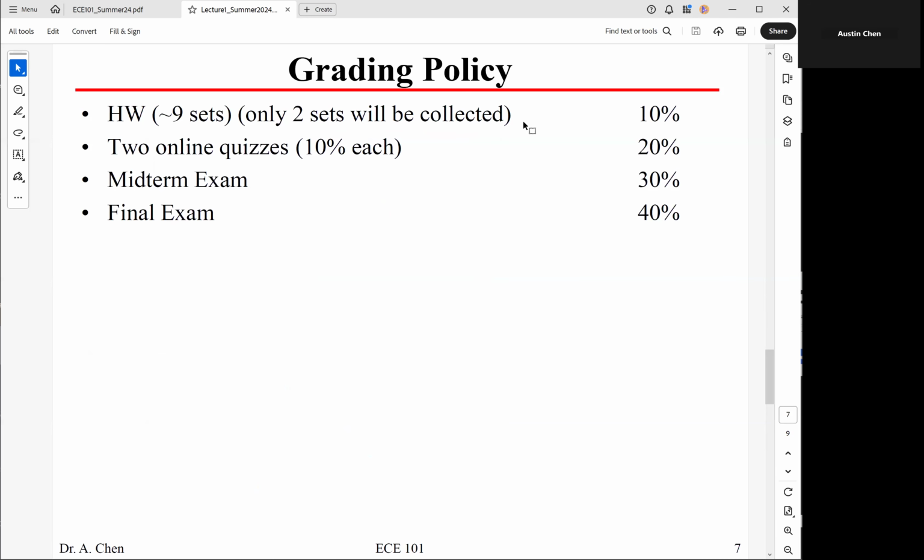Here's the grading policy. So homework will account for 10% of your grade, and we have altogether 9 sets of homework assignments, and only 2 sets will be collected and graded by your TA. We have 2 online quizzes, and that will account for 20% of your grade. So that means 10% each for the quiz. The midterm exam will be 30%, and the remaining 40% will go to your final exam.